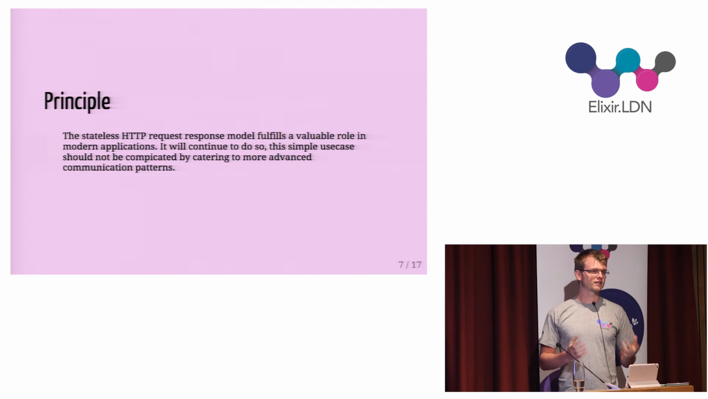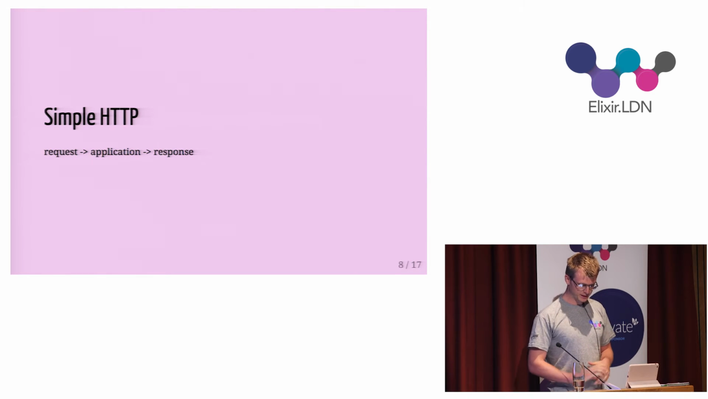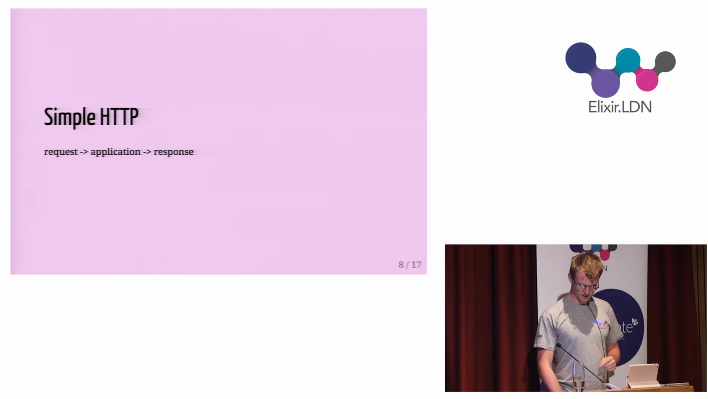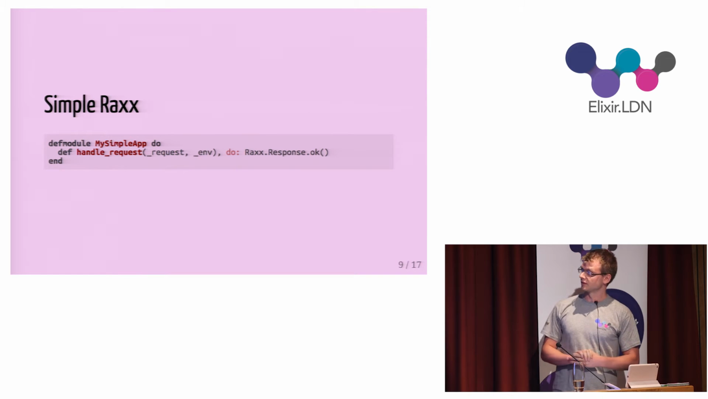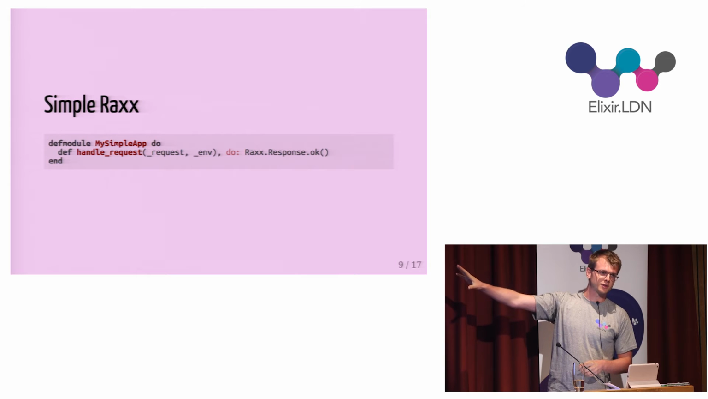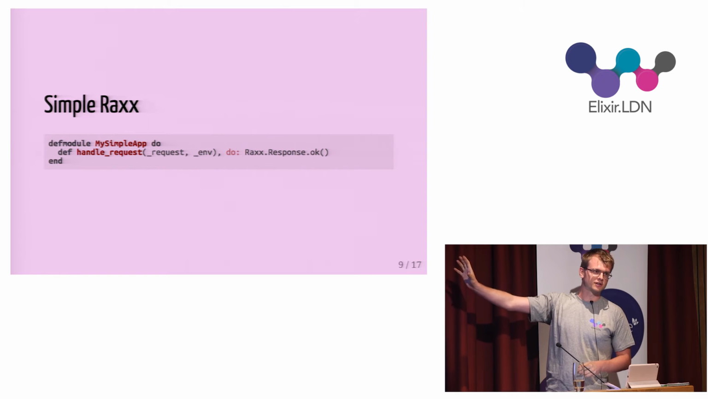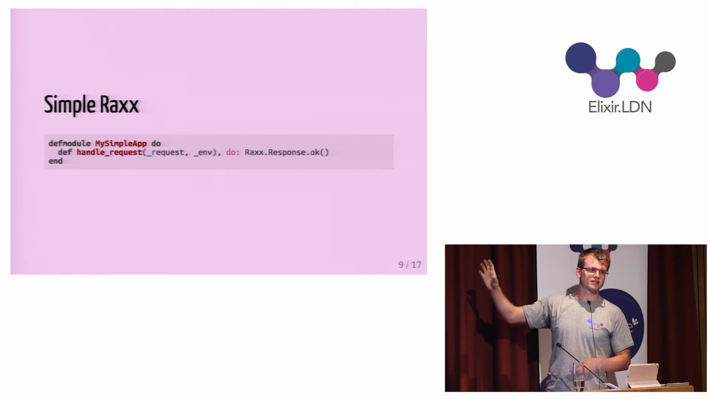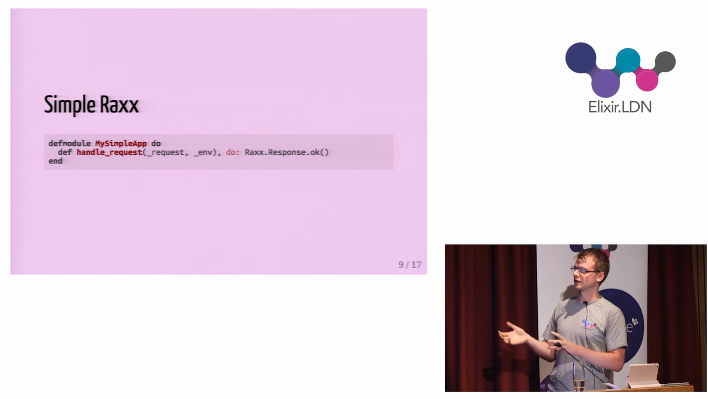So I think Plug adds some complexity when you're just doing a request-response pattern. Simple HTTP looks like this: you get a request, your application turns it into a response. A simple Raxx application does the same. You get a request, you get an environment, which is just dependencies and configuration that you need to pass, and then you return a response. This looks very similar to Plug, the main difference being that we don't have to pass the request when we make the response. The response object can be created anew every time, and the request is lost.